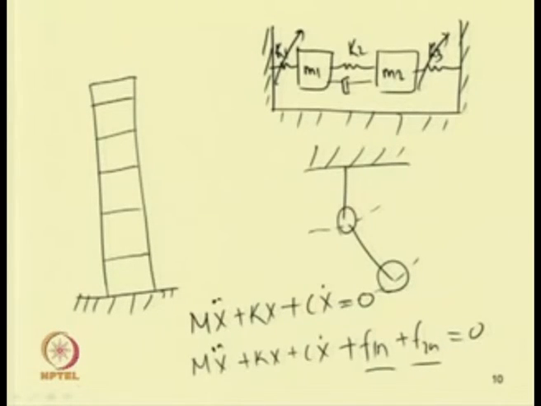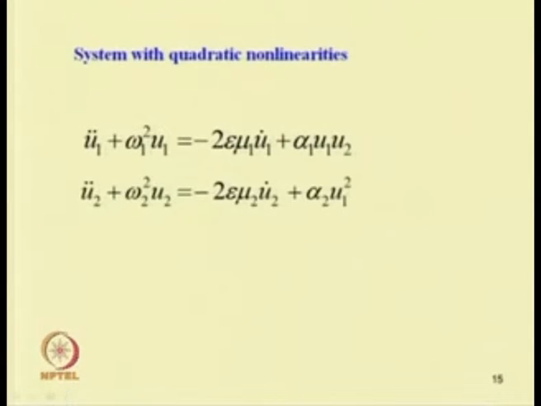So, it has been shown in this book of Nayfeh and Mook and by other researchers that nonlinear systems with quadratic nonlinearity will behave as linear systems. So, let us find the equation of motion in that case. Let us take these nonlinear systems with quadratic nonlinearity.